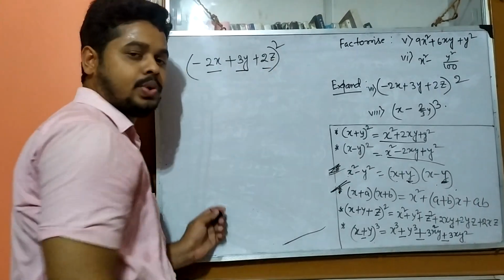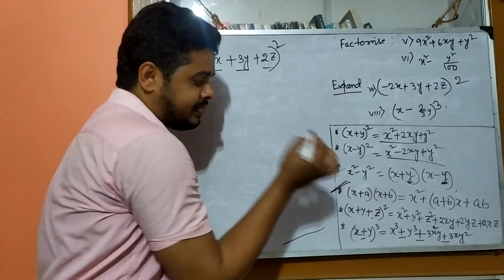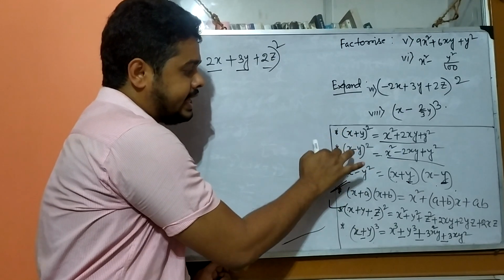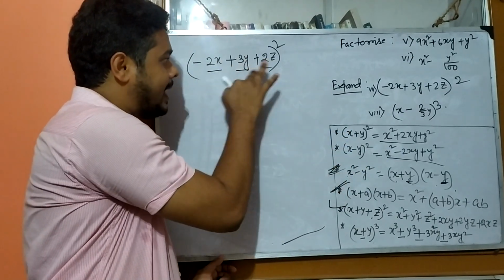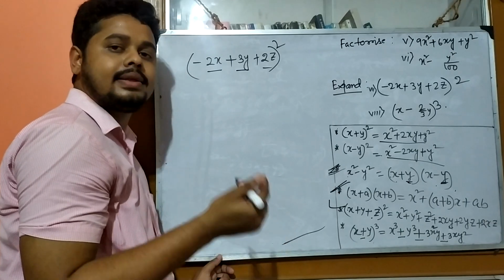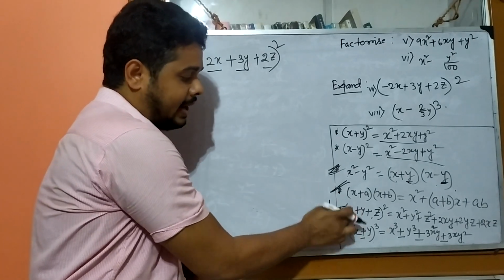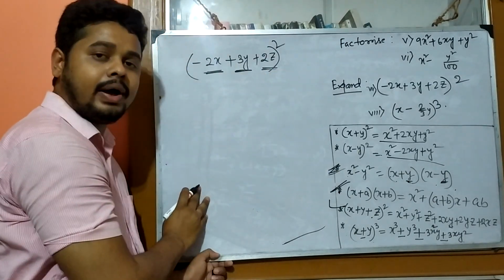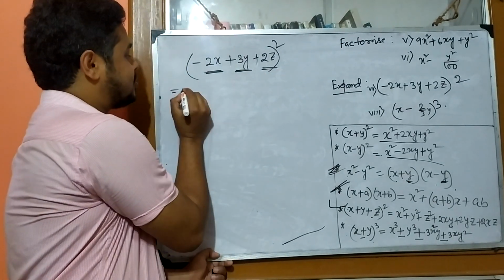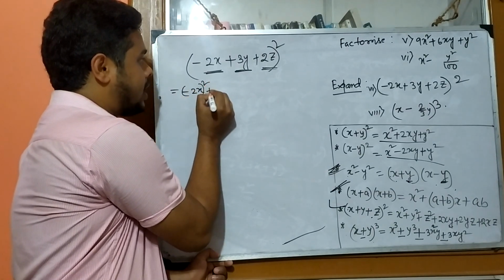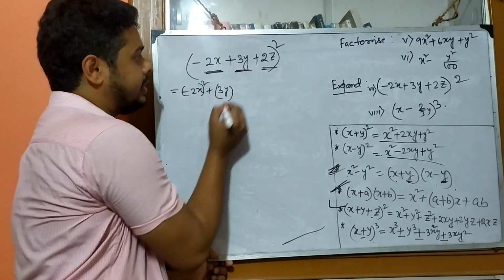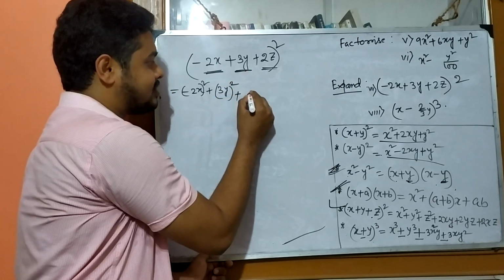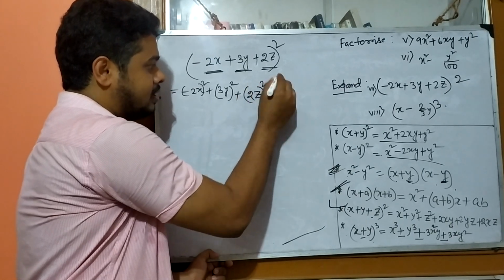1, 2, 3. That means we have to apply this identity. If 2 parts are there, that time we can use any of these 2. As 3 parts are there, so clearly we have to apply that identity. This is our x, this is our y, and this is our z. Now x square means (minus 2x) whole square, y square means y is our 3y, (3y) whole square plus z square means (2z) whole square.